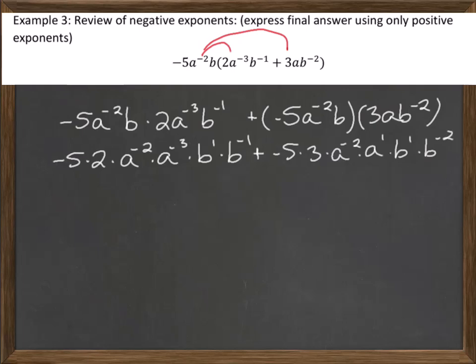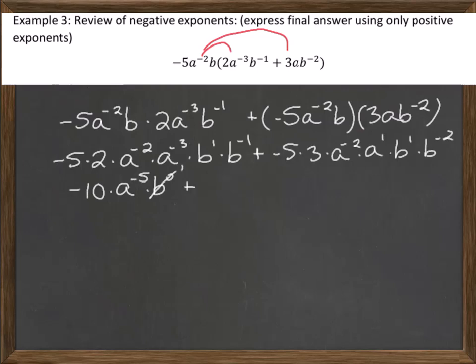Okay, so we're going to have 5 times negative 2, that's negative 10. We're still applying the product rule here, so we're adding our exponents. So negative 2 plus negative 3 is negative 5. Here, 1 plus negative 1 is 0. And remember, anything raised to the 0 power is just 1. So this is just going to become 1.